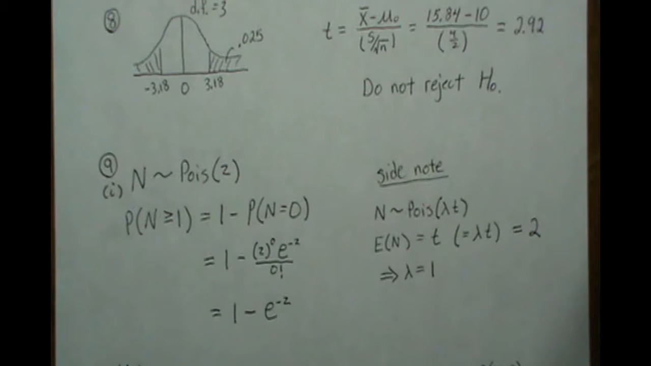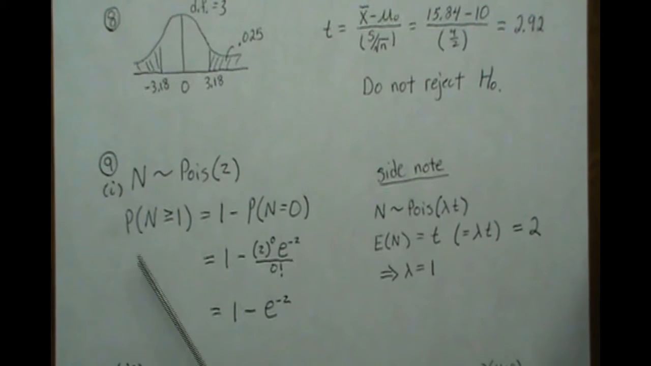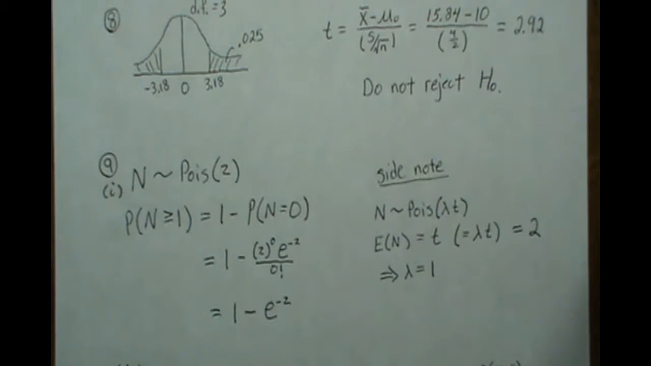So for problem number 9, we want to find the probability that our wait time is less than 2 minutes. This is an interesting one, and I'm going to solve it 2 different ways. The first approach is to use a Poisson distribution. But let me go to this side note first.